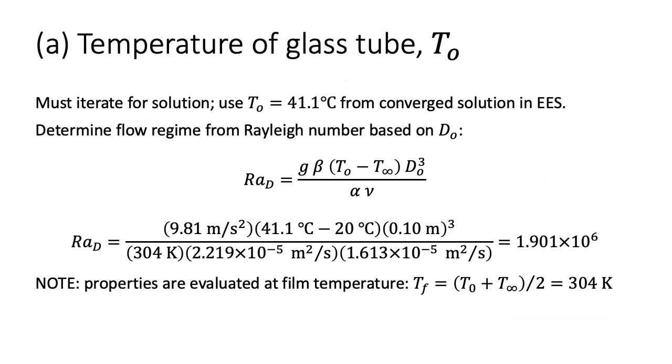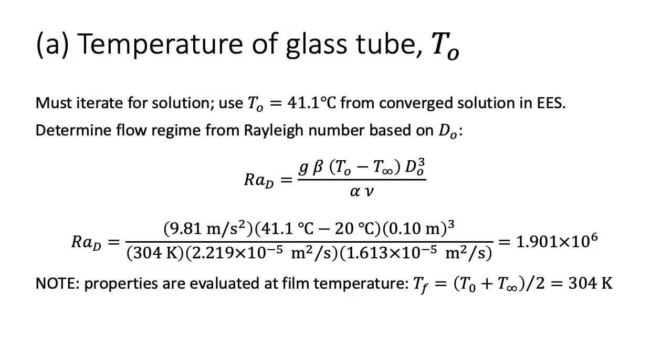For part A, to calculate the temperature of the outer glass tube, we need to obtain an average convection coefficient from a Nusselt number correlation. To do so, we first need to determine the flow regime from the Rayleigh number, which is proportional to the buoyancy force and the strength of the natural convection. This requires that we know the temperature of the outer tube that we are solving for. Thus, this calculation requires an iterative technique.